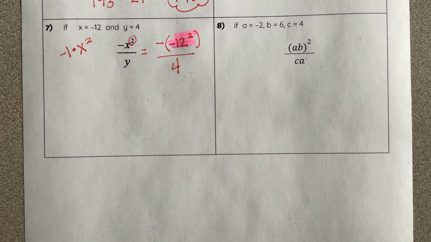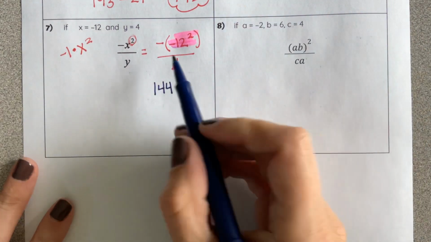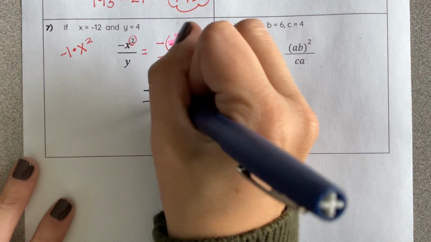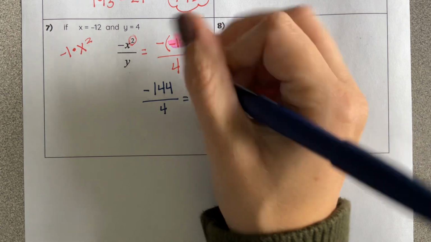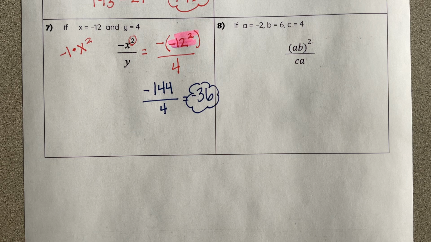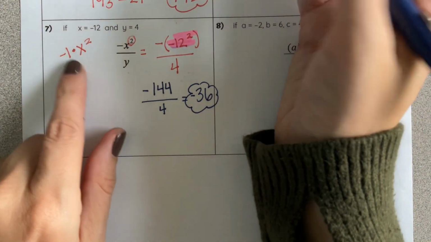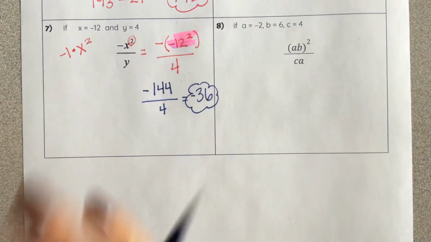So negative 12 squared is positive 144. Then I'm applying that negative, divided by 4. So 144 divided by 4 is equal to 36. A negative divided by a positive is a negative. Have to be so careful, right? Like I said, it's multiplication and exponents. We do the exponent first, so we square the x first, then we apply that negative with it.